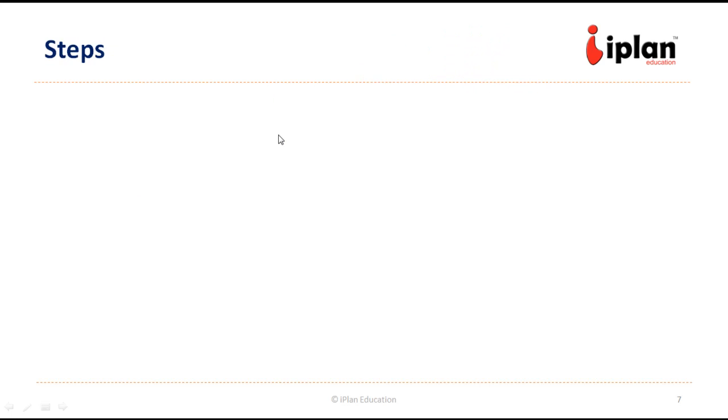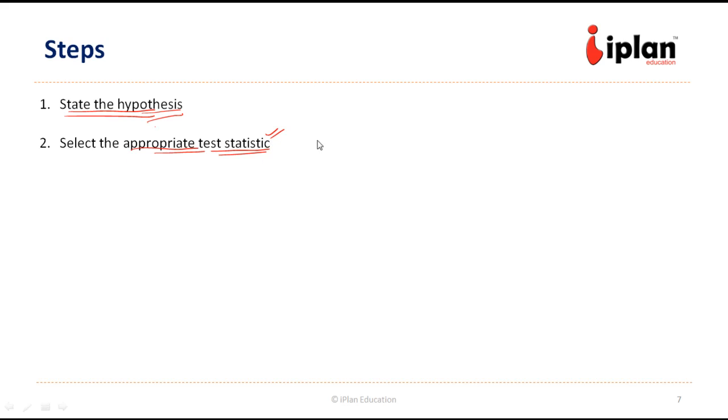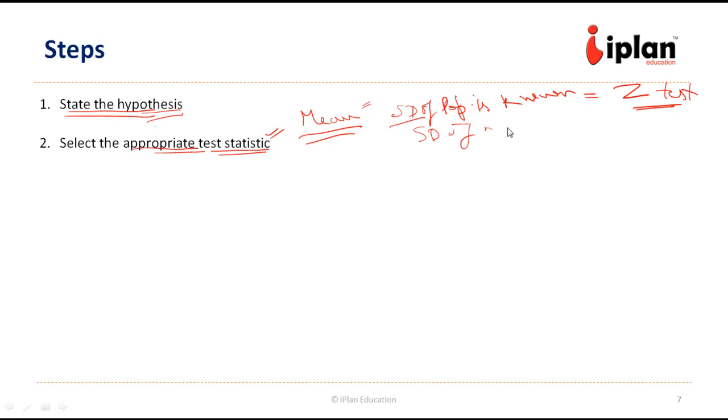Now let us look at the steps involved in hypothesis testing. First is to state the hypothesis. So we have to select the hypothesis based on the problem given. Then we select the appropriate test statistic to measure. For example, if we want to say something about the mean of the population, and the standard deviation of the population is known, we use the z-test, z-statistic. If the standard deviation of the population is not known, we use the t-test, that is the difference.